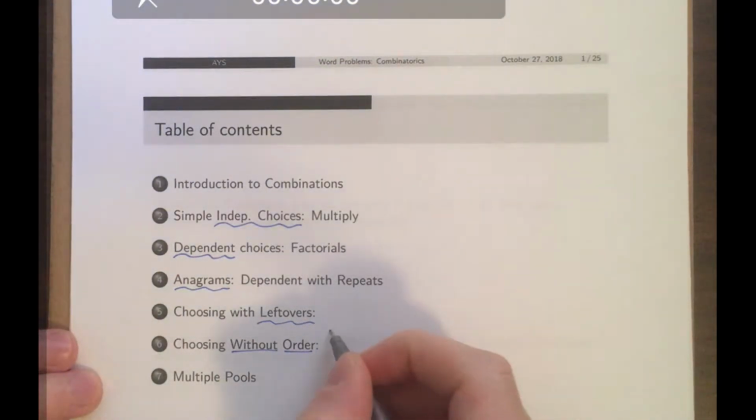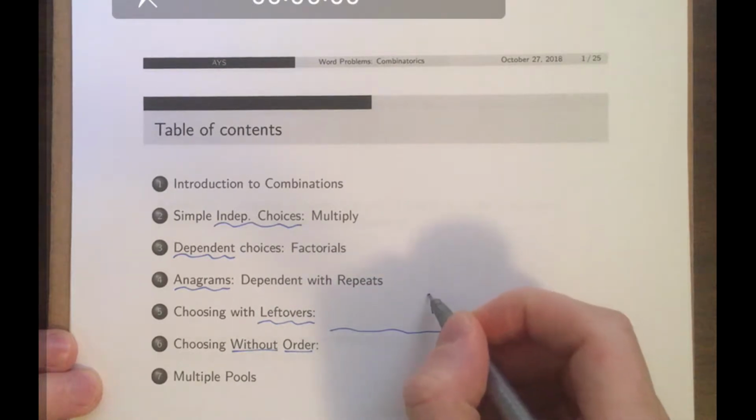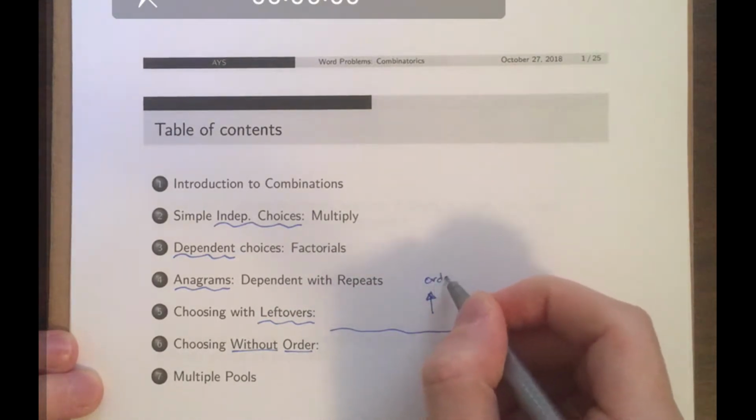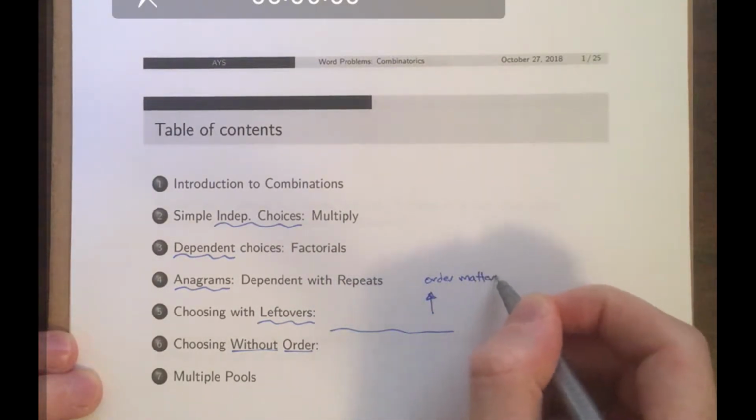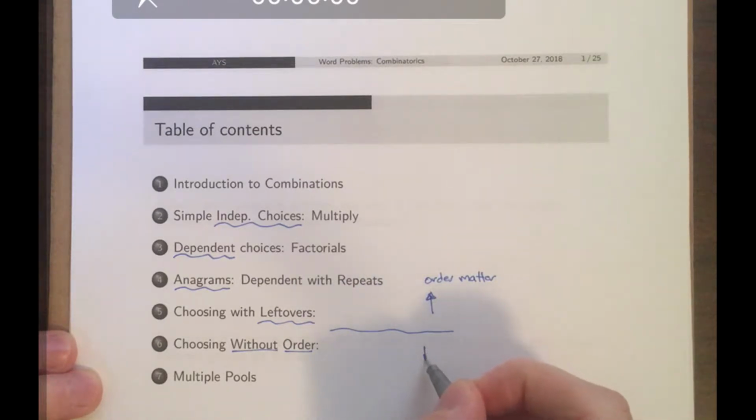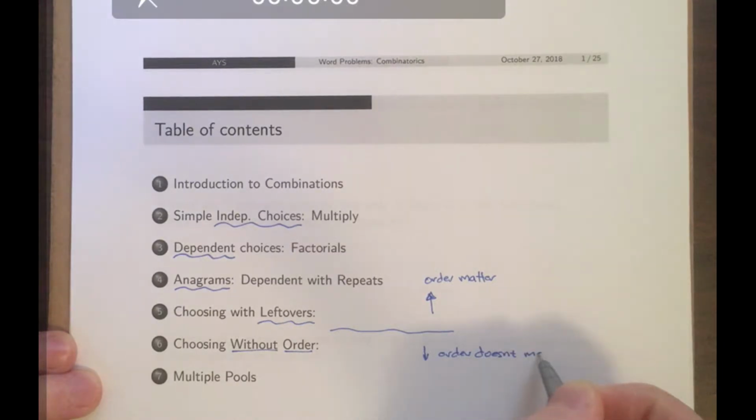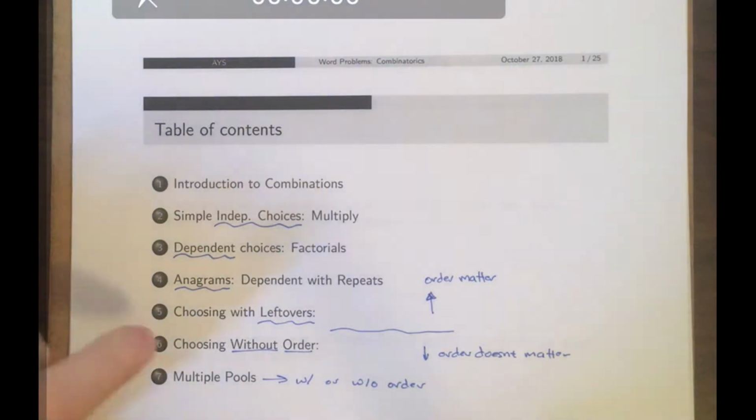So really, this is all order matters for the most part. And only this last topic is going to be order doesn't matter. And then the last one with pools, you can have pools either with or without order. So you can kind of go either way. So let's just get right into it.